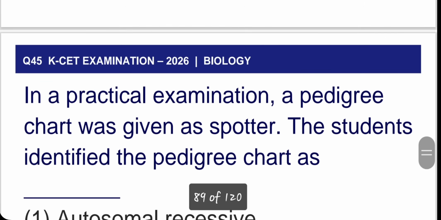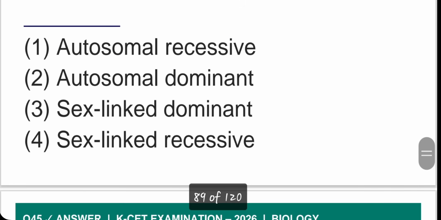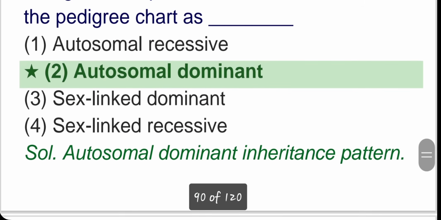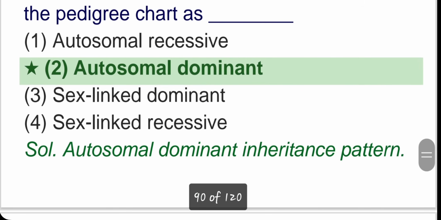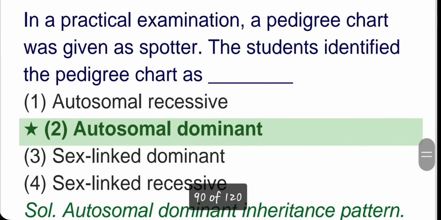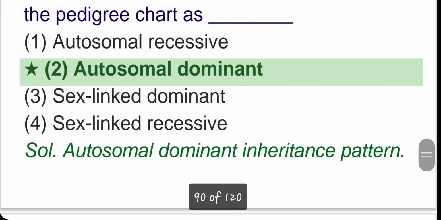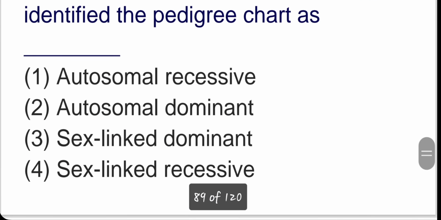In a practical examination, a pedigree chart was given as spotter. The student identifies the pedigree chart as. Here that diagram is missing, so you have to look into that and answer it. The answer for this is autosomal dominant inheritance pattern, because in every generation the condition is seen. So every generation the condition is seen.